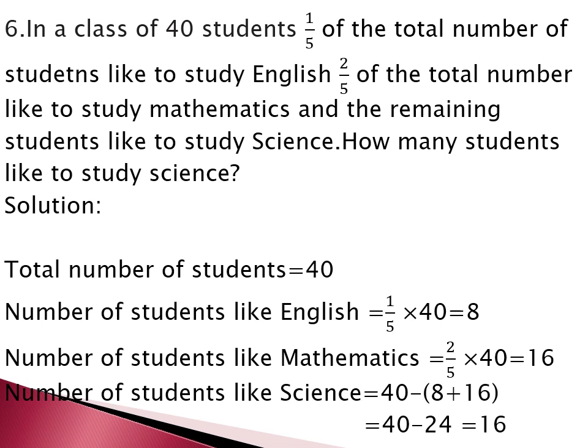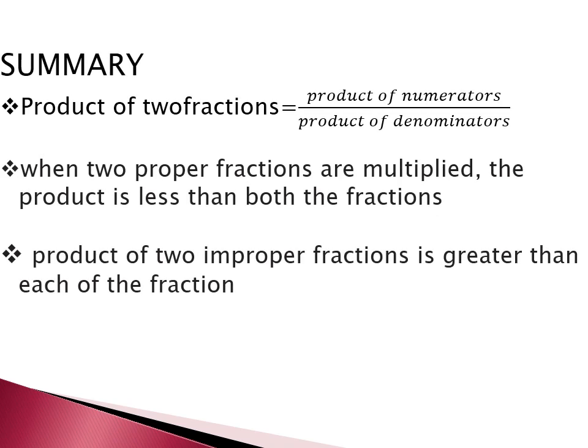So let us summarize today's class. Summary: product of two fractions is equal to product of numerators by product of denominators. The first major topic we covered is the product of two fractions formula: it is equal to product of numerators by product of denominators. Second point, when two proper fractions are multiplied, the product is less than both of the fractions. Whereas when two improper fractions are multiplied, the product is greater than each of the fractions.